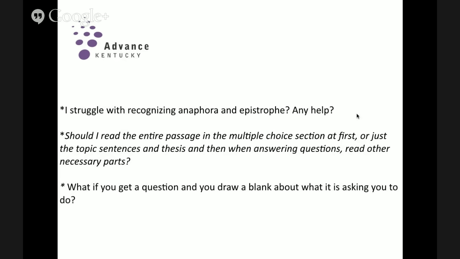And finally, what if you get a question and you draw a blank about what it is asking you to do? And this one could actually be for the multiple choice section, or it could be for the essay section. If you draw a blank and you're in multiple choice, then move on. Don't sit there and worry over it.